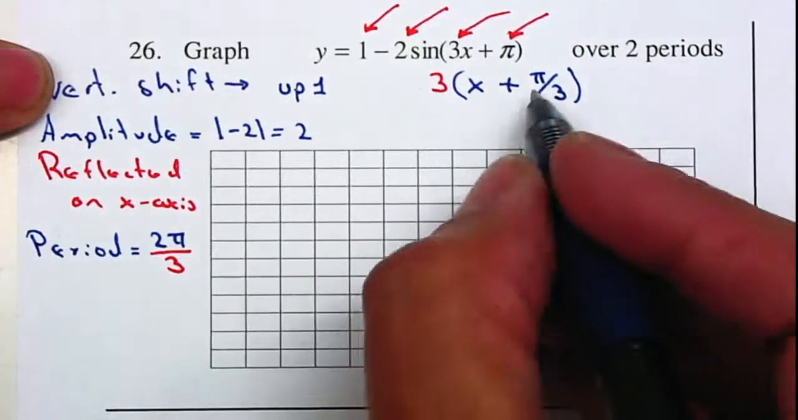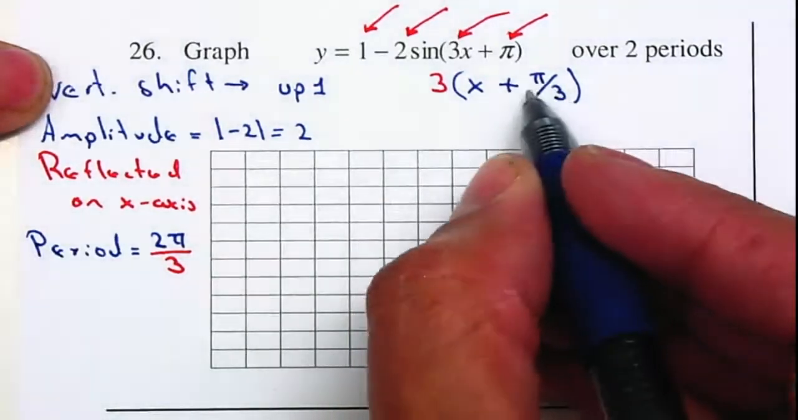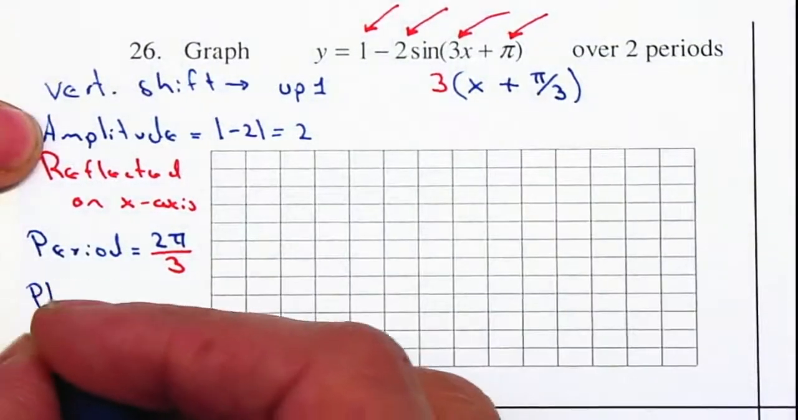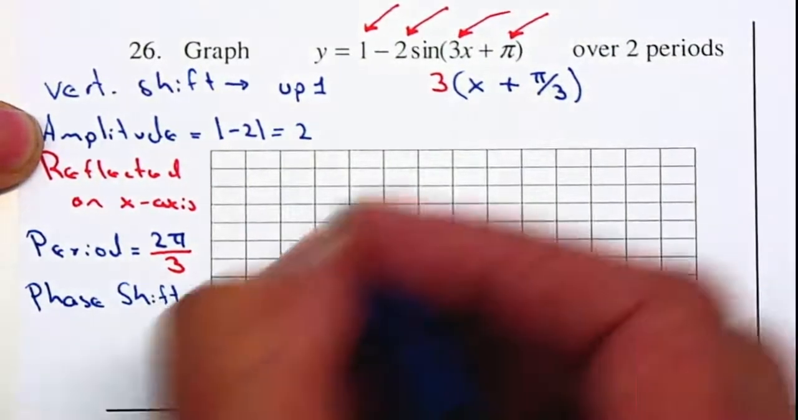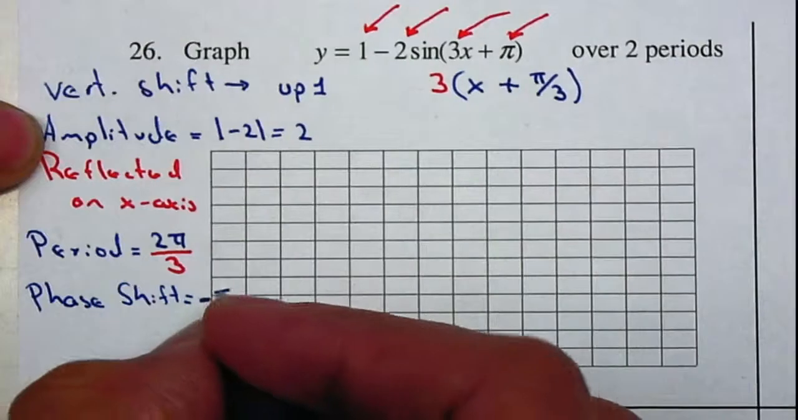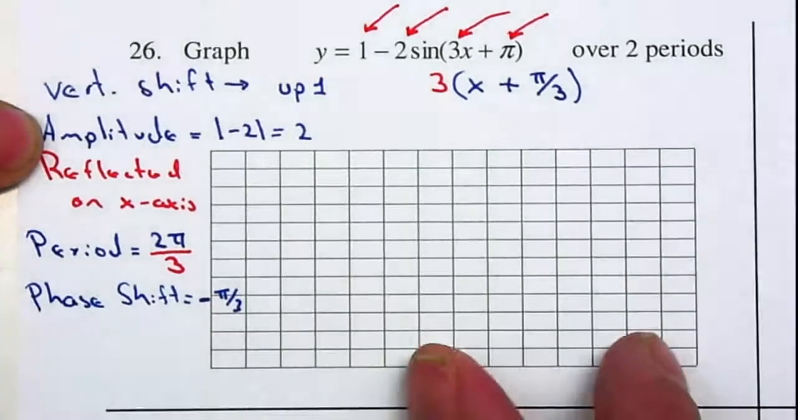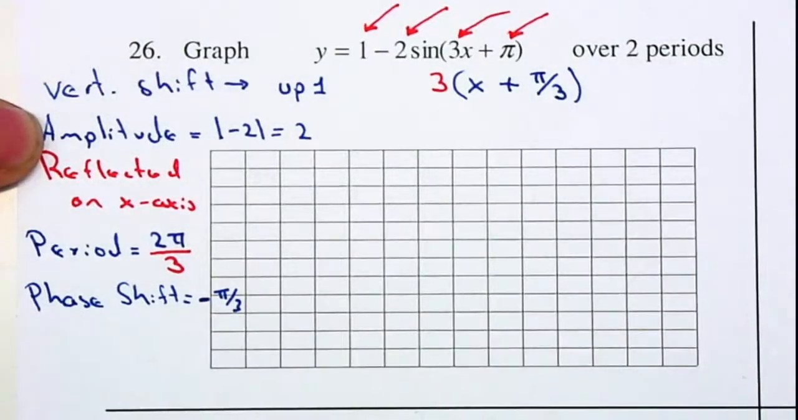The next thing that we notice is that there's a shift. It's positive inside, so therefore your phase shift will be negative pi over 3. So we're going to shift everything to the left pi over 3.